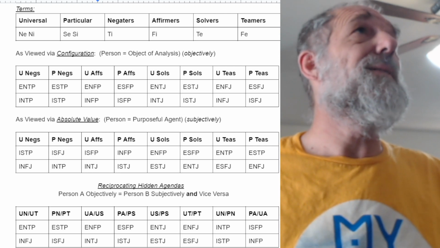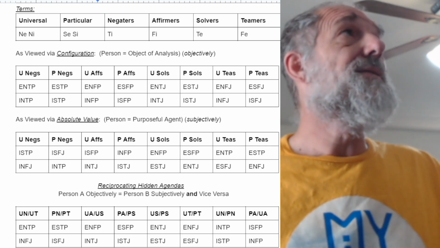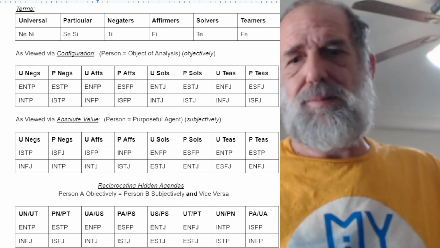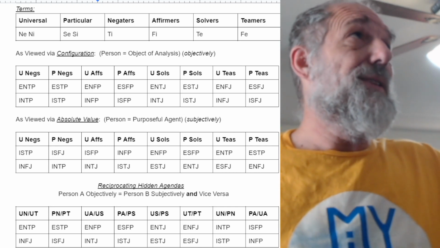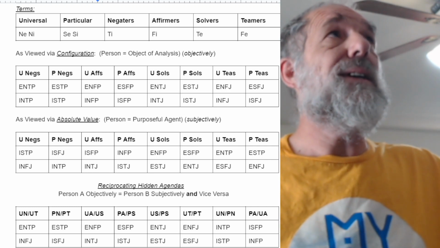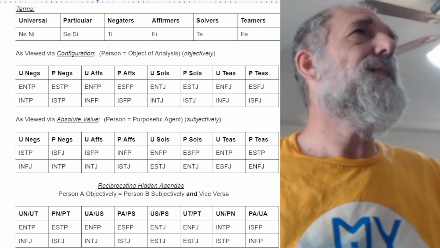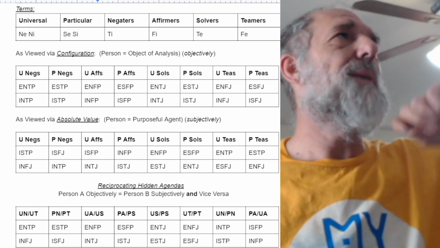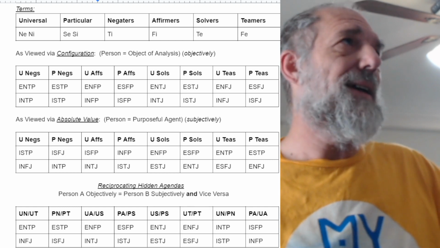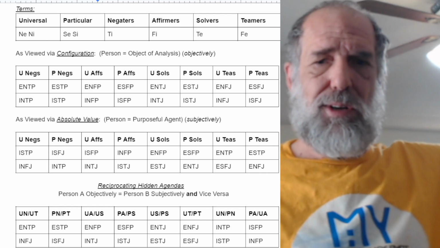The terms here, in this instance: universal refers to NE and NI, particular refers to SE and SI. Negators are TI above, and the 1, 2, initially. Affirmers are FI, solvers are TE, and teamers are FE, okay? So what I've done here is I've first put a table here that views the types by configuration. So you could call the NTPs, ENTPs and INTPs, universal negators. We want to negate on the top level of frame.